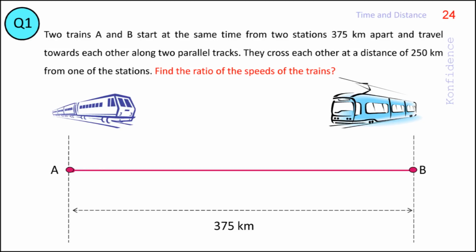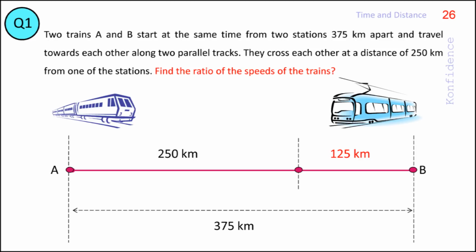When the two trains cross each other, the sum of distances traveled by them till that moment should be equal to the total distance of 375 kilometers. It is given that the two trains cross each other at a distance of 250 kilometers from one of the stations. One of the trains would have traveled this distance, and the distance traveled by the other train should be the remaining distance of 375 minus 250, that is 125 kilometers.